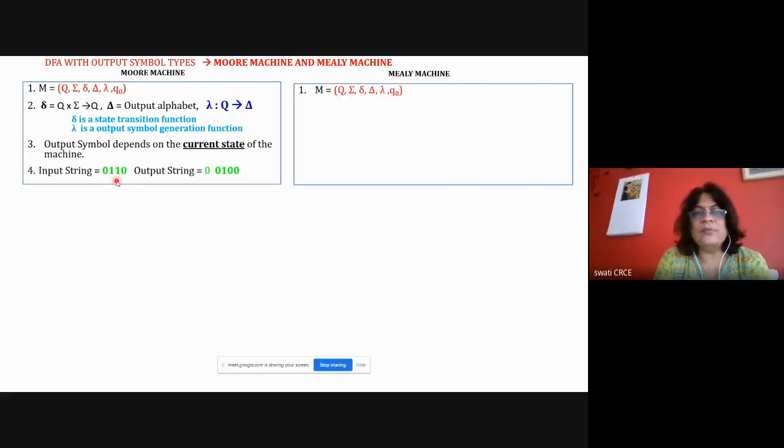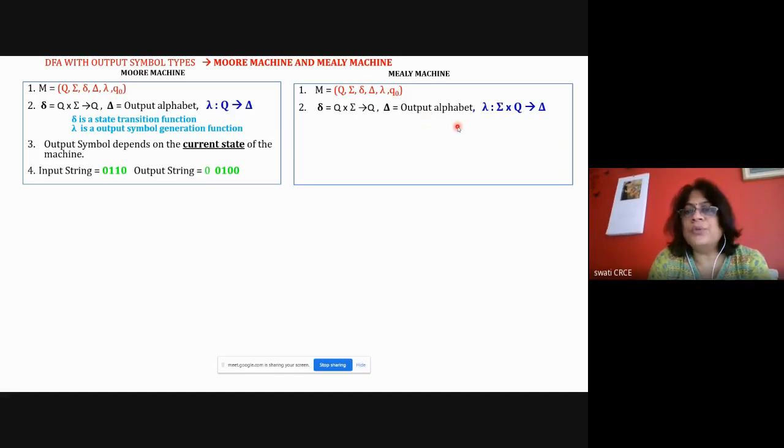Now, in case of Mealy machine, it is also the same: Q, sigma, delta, del, lambda, and Q0, where delta is the state transition function similar to DFA, and del is the output alphabet. But here the output depends on the current state and the current symbol. So it depends on Q and sigma both, whereas in the Moore machine it depends only on Q.